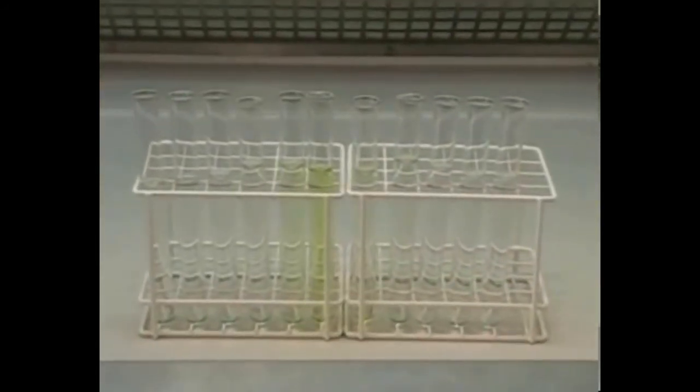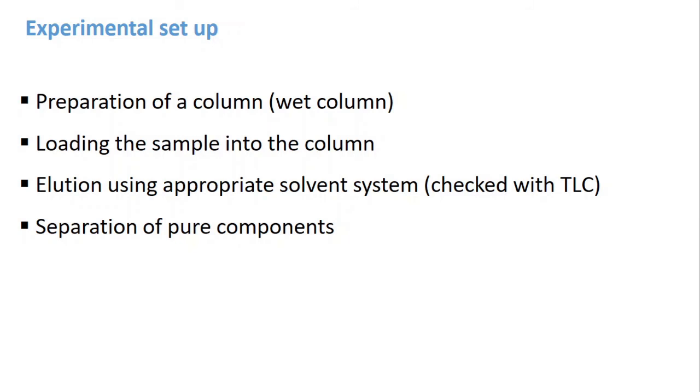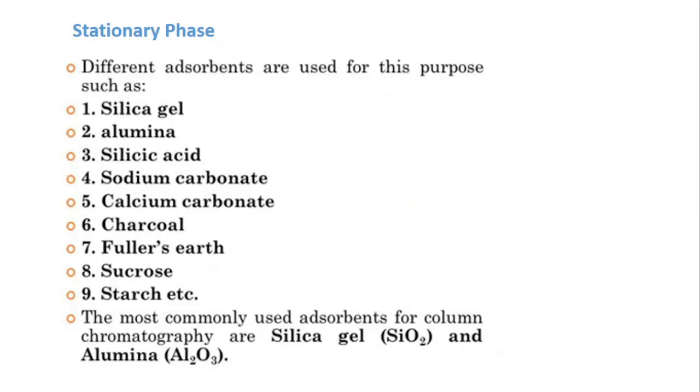And here we have a full set of fractions. We can now collect any compounds that are present by removing solvent, and this would most commonly be done using a rotary evaporator. I hope you have enjoyed watching that video and you have understood how column chromatography basically works.